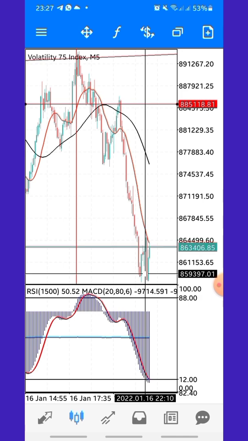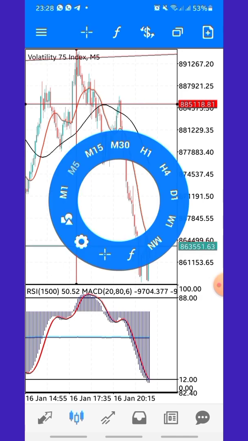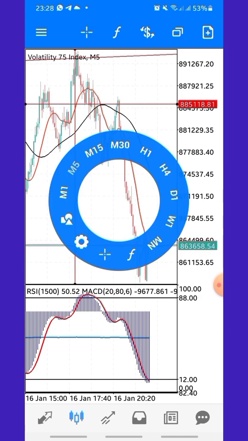Alright, that is it. You just have to study and master price action and know how to use it according to what the market says. That is the way it is.